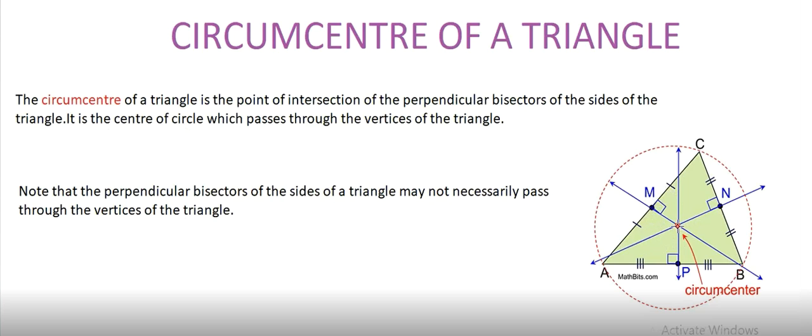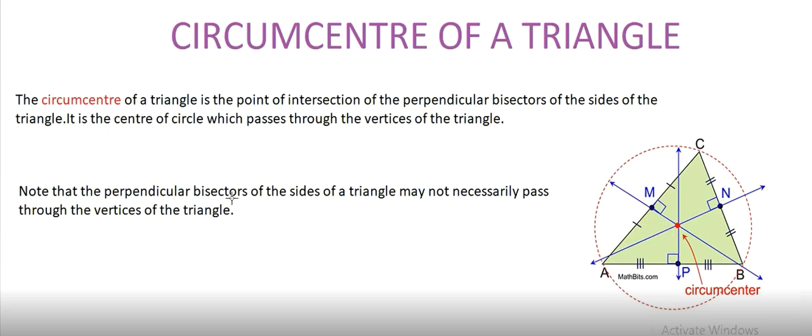and their point of intersection is called the circumcenter. We can also define the circumcenter in another way, that is, if we draw a circle that touches all three vertices of the triangle ABC, then its center is called the circumcenter. So, the point of intersection of the three perpendicular bisectors of the sides and the center of this circle will be the same point, and that point is called the circumcenter of the triangle.